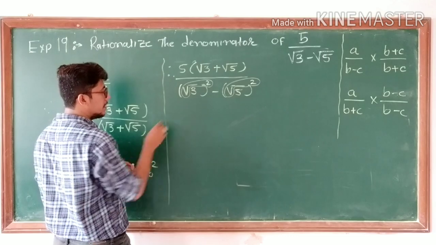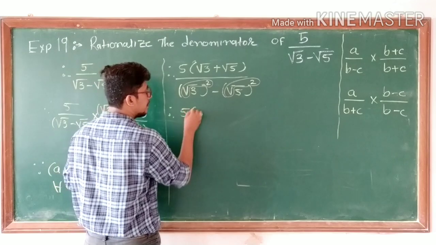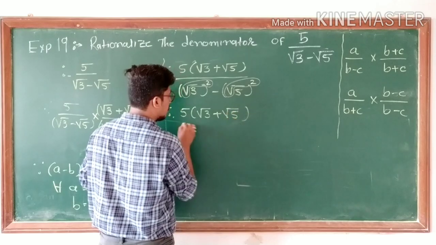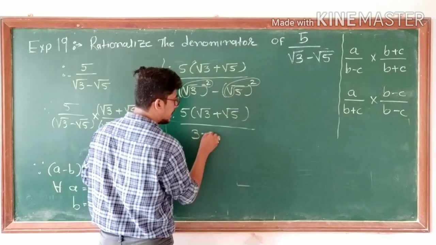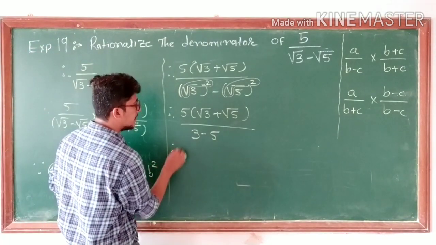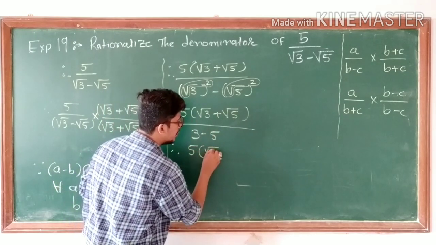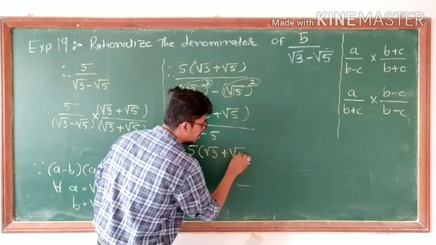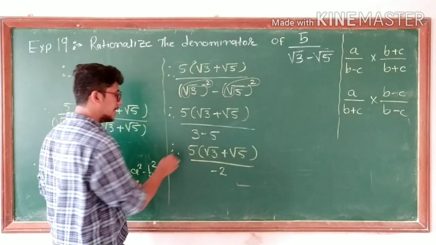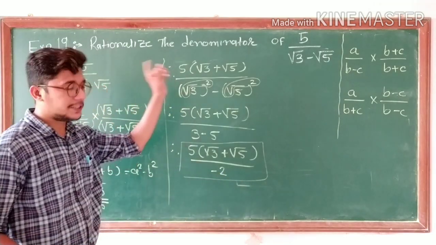So what are we writing here? Therefore 5 times square root of 3 plus square root of 5, whole divided by 3 minus 5. Yes or no? Yes. So the numerator is as it is, 5 times root 3 plus square root of 5 whole, divided by minus 2. This will be your final answer. And minus 2 is a rational number, so we have rationalized the denominator.